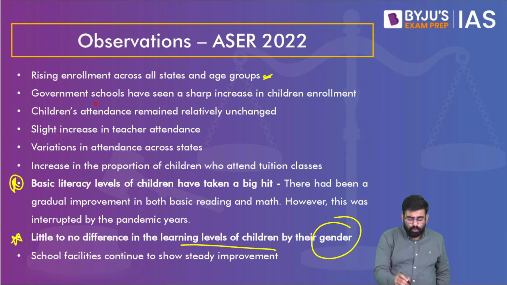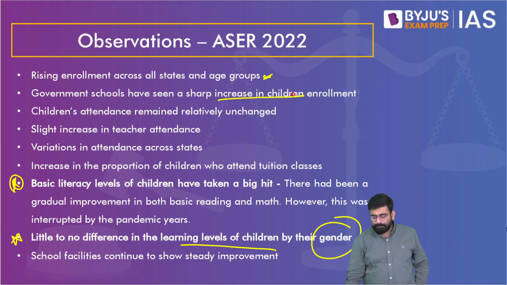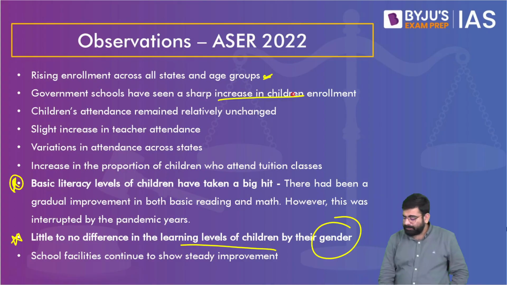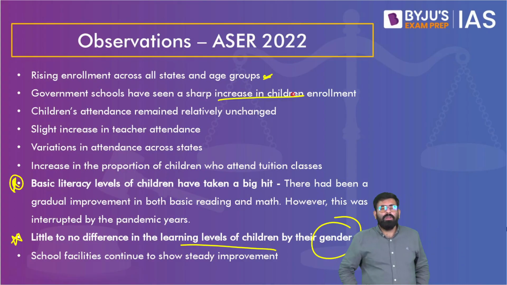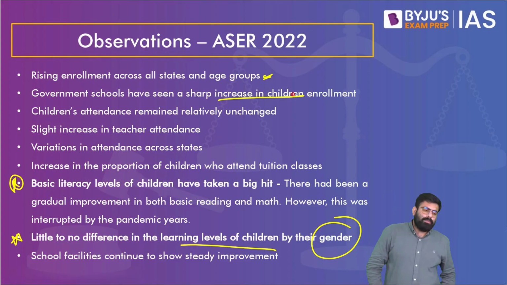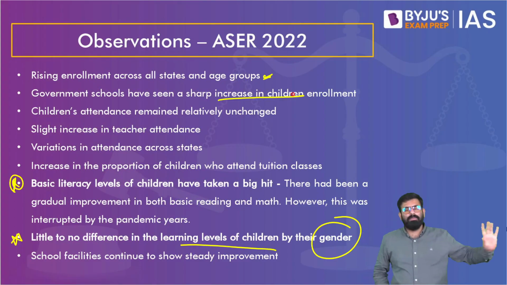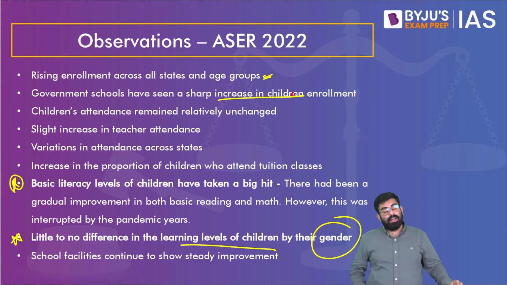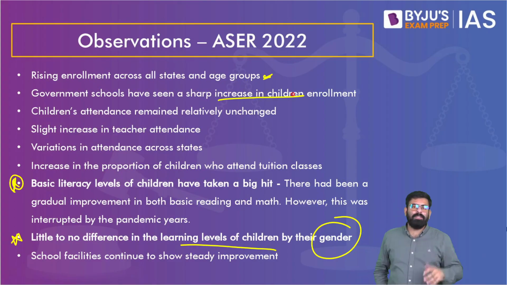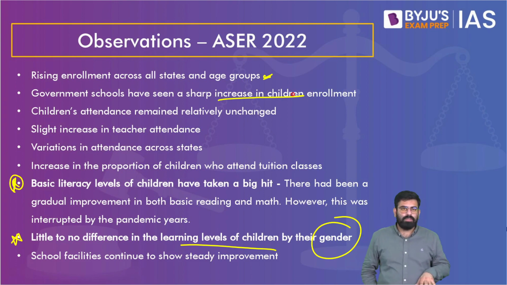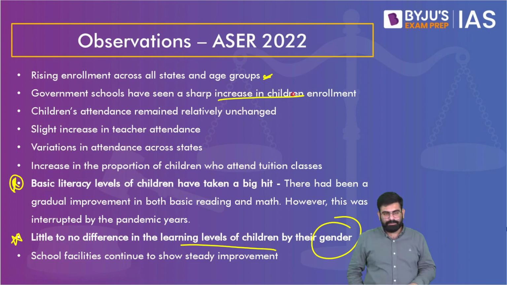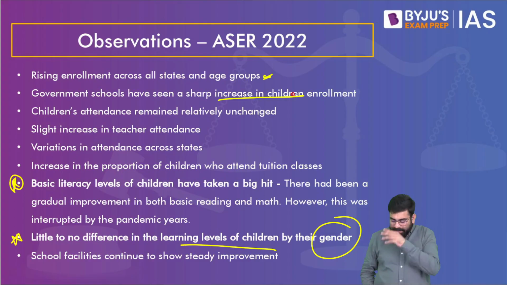Now, government schools have seen a sharp increase in children enrollment. Now, the reason can be, think about this. The reason can be because of COVID, economic condition of the family, etc. Another reason can be maybe the government schools are getting better. Government schools are providing better quality. Yes, the third reason can be because of availability of midday meal.